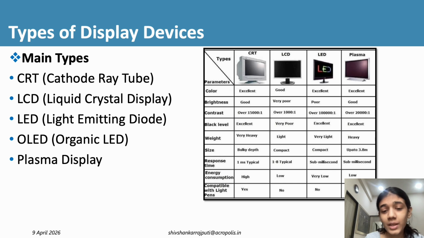Now, these are the main types of display devices. Earlier we used to use the cathode ray tube that was very big in size also. Then came the LCD that was very thin as compared to the cathode ray tube. Then furthermore LED came, and then now the latest one is OLED and the plasma display. We'll be learning about them in the later slides.